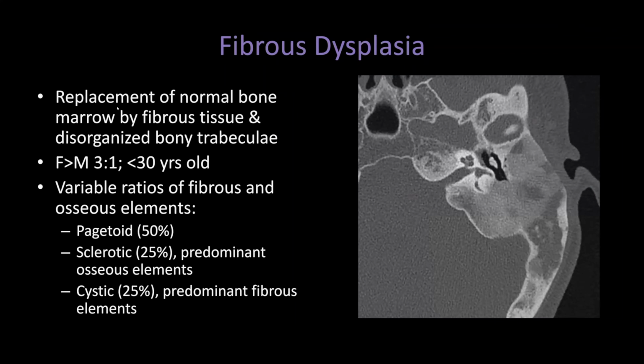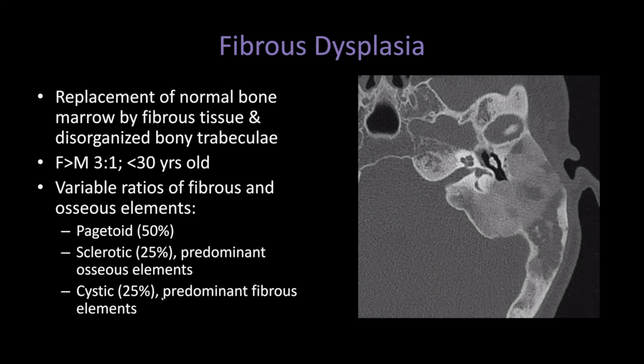Fibrous dysplasia is replacement of the normal bone marrow by a mixture of fibrous tissue and disorganized bony trabeculae, most commonly seen in young patients. And depending on the ratios of fibrous versus osseous elements, you can have the pagetoid type, which is the most common type, and that's where you're going to see the classic ground glass density. You can have the sclerotic type, where you have predominant osseous elements, and you're going to see some sclerotic foci.